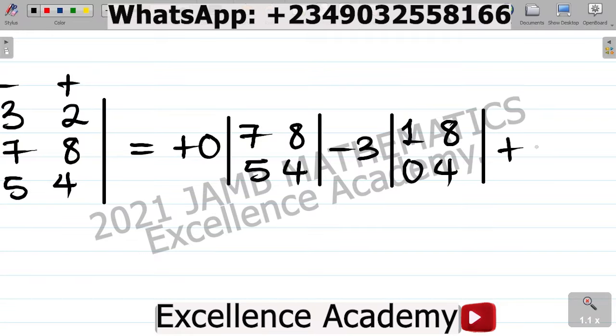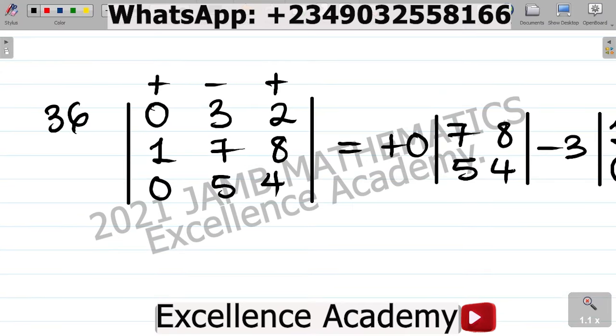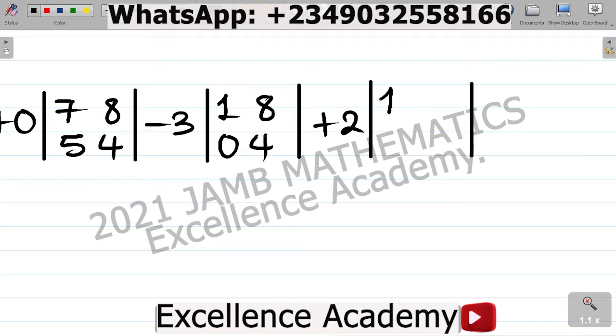That becomes plus 2 into, for 2, cover the row and column. That's the row of 2 and this column here. So you can see that what we have here is 1705. Let's take down that number: 1705. So we have this. All right, so basically this is what we have so far.